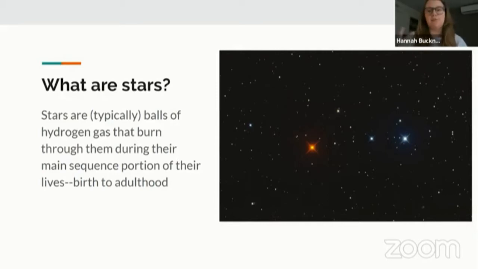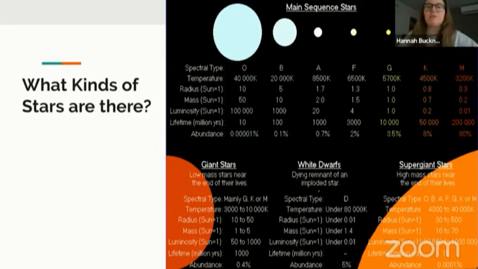Sometimes they'll eventually form gold, but those are in certain situations, or iron. And when you get to iron, it can get pretty dangerous. So we'll talk about that when we get there. So what kinds of stars are there? Like I said, we will be talking about majority main sequence stars, but also be able to touch on other types of stars once we reach that point.